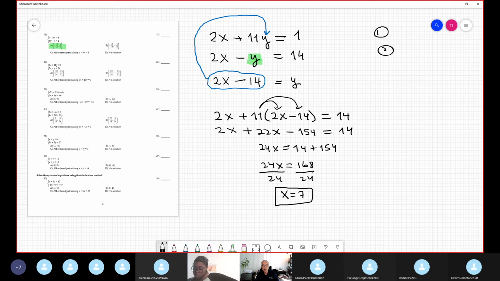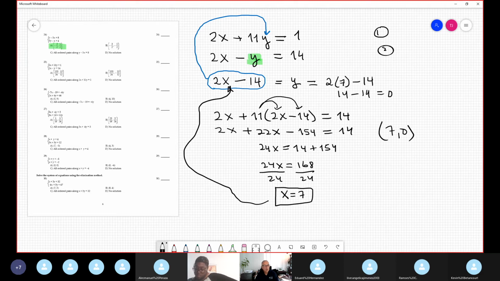x equals 7. In order to find the y value, substitution this here. Over there. So it's 2 times 7 minus 14. 2 times 7 is 14. 14 minus 14 is 0. Wow, this is the point. Is the point 7, 0. And the solution. Let me check it. Something is wrong here.